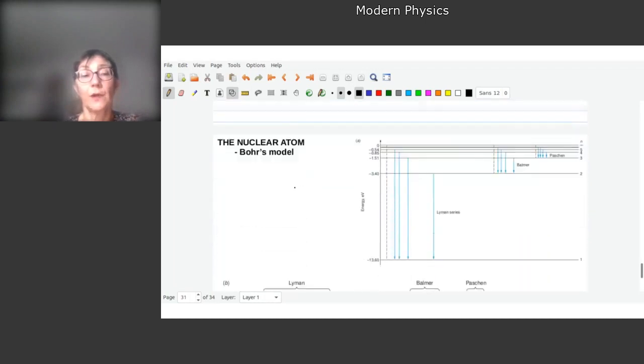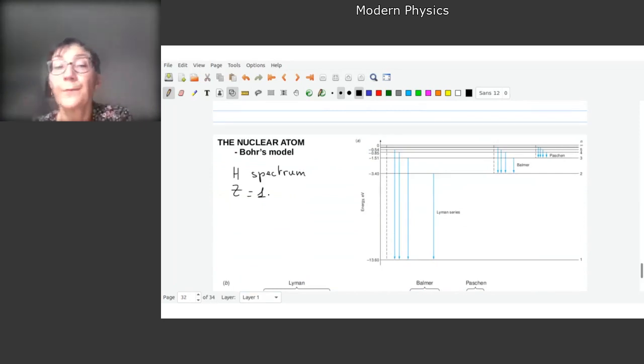So we are finishing. I want to come back to the hydrogen spectrum. We have Z equal to 1: 1 proton and 0 neutron. And we have a scale in energy, in electron volts. If you calculate E1, this is equal to minus 13.60 electron volts. Why is it negative?